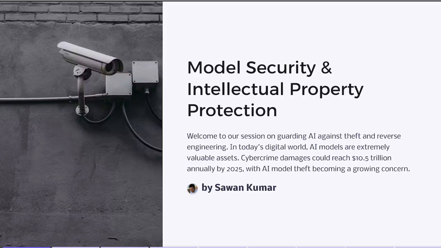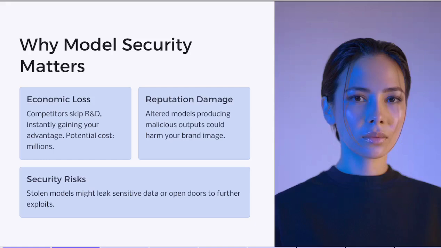According to Cybersecurity Ventures, cybercrime damages could reach $10.5 trillion annually by 2025, and a growing slice of that involves AI, model theft, and reverse engineering. So, how do attackers pull this off? And most importantly, how can you prevent it? Let's explore model extraction attacks and the economic repercussions of stolen IP, plus some best practices to help keep your models safe. Why model security matters.